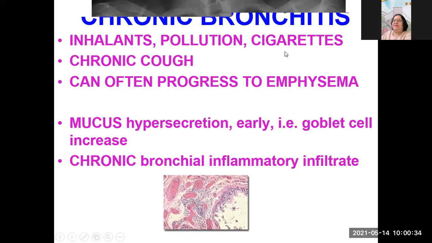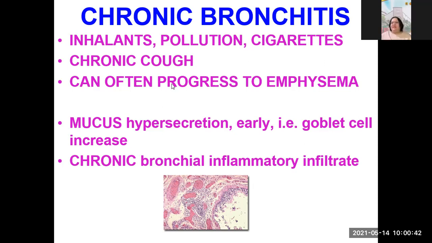So let's now go to chronic bronchitis. It can be caused by inhalants, pollution, again cigarettes, and there is usually chronic cough. This is a chronic cough which will occur yearly, maybe 3 months of the year for 2 consecutive years. Before, it used to be 3 months for 3 consecutive years. Now it's 3 months in 2 consecutive years. And it can often progress into emphysema.